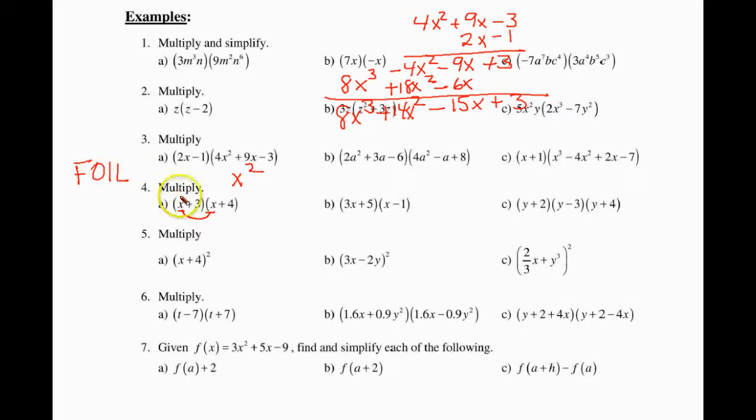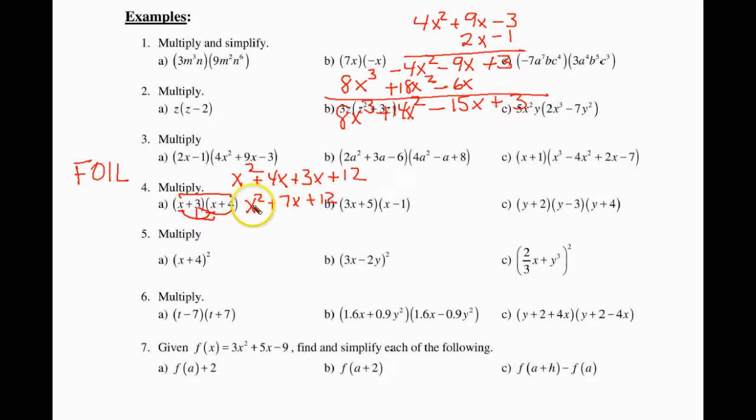The O stands for the outer terms, which gives you an x times 4, which is a plus 4x. The I stands for the inner terms, which gives you a 3x. And the L stands for the last, which gives you a plus 12. Now often you do get two like terms in the middle that you would then combine like terms and get x squared plus 7x plus 12.